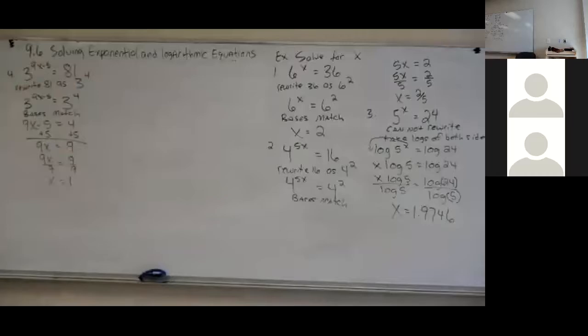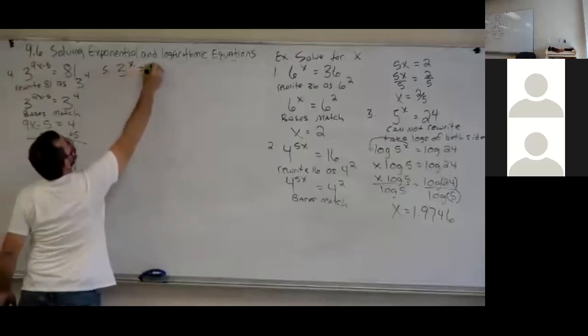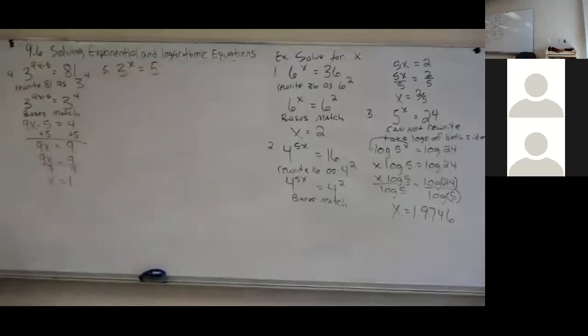All right, so let me try this one. How about, this is like number 5. 3 to the x equals 5. So I don't think I can rewrite that 5 using a 3, because 3 to the 1st is 3, 3 squared is 9, so that's not going to work. So cannot rewrite.